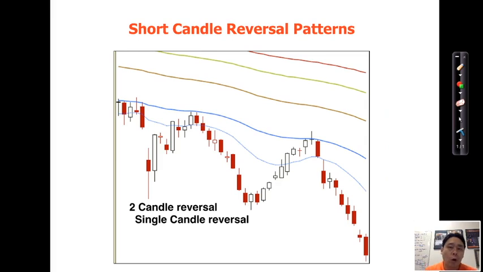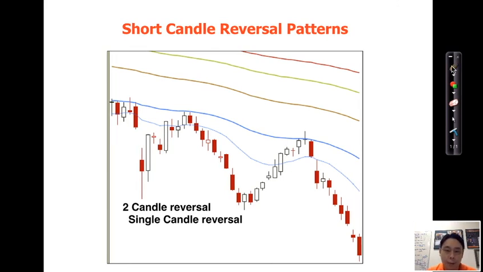All right, so we've looked at all the long candle reversal patterns, which means bouncing off the moving average as it continues its uptrend. Let's look at the opposite. Now we're going to go short. We are shorting it on a downtrend, but we're going to short it when the price rallies, okay?